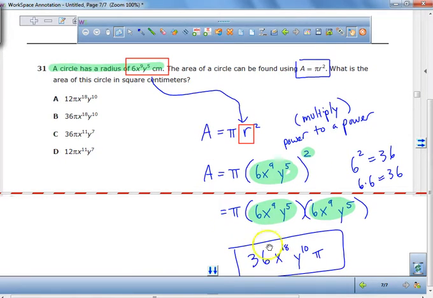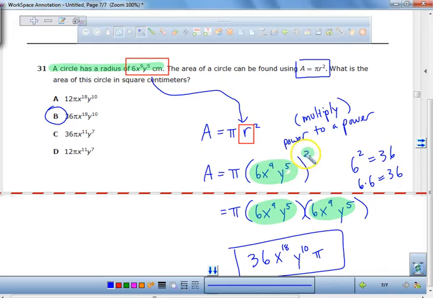So where are we at? Oh, they put the pi over here. So it's 36 pi x to the power of 18 y to the 10. That's answer choice B. If you accidentally add the 6's together, look what it gets you: answer choice A. If you add those together, look what it gets you: the power of 11. You've got to be careful.